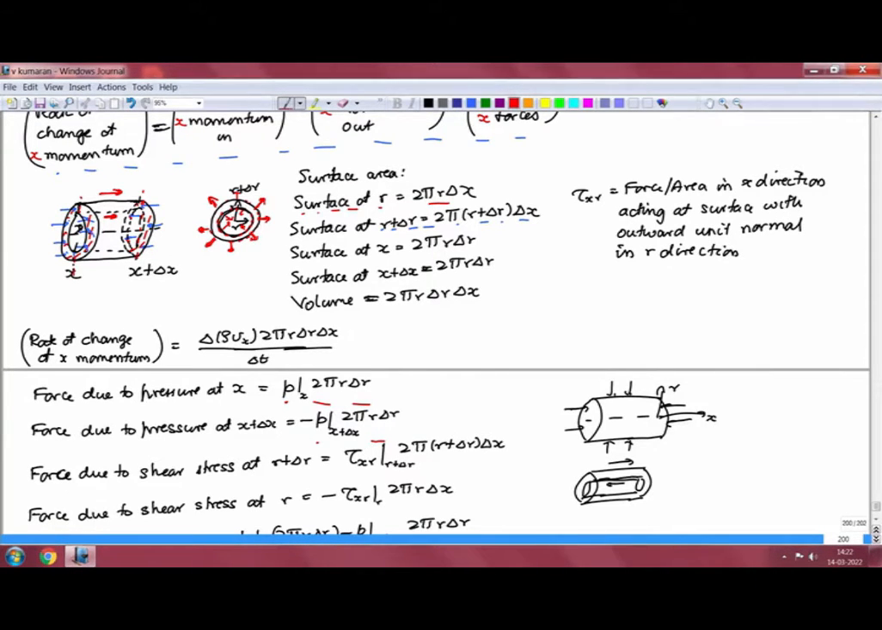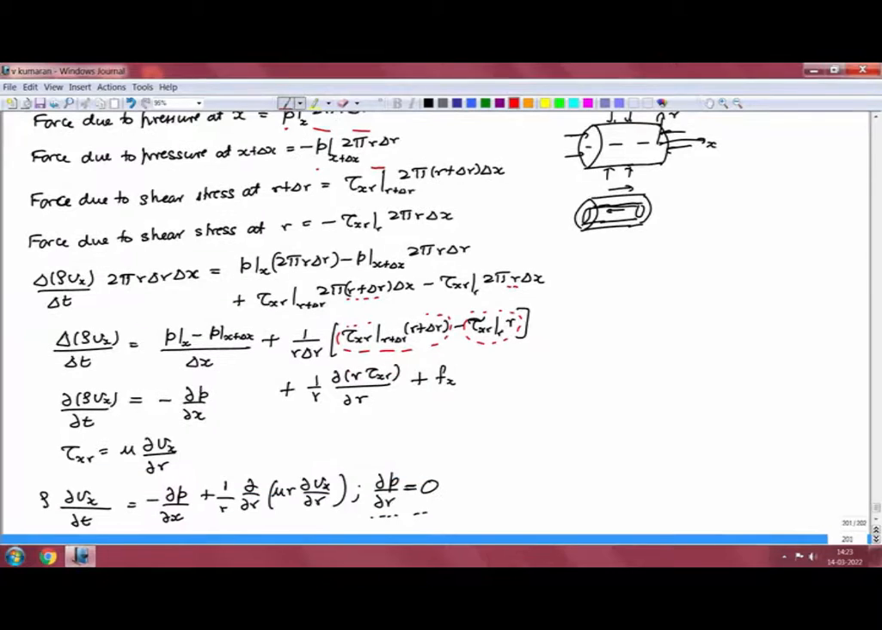The force at the surface at r plus delta r, the outward unit normal is in the r direction. Therefore, the force is tau x r. At the inner surface at r, the outward unit normal to this annular volume is in the minus r direction. Therefore, the force is minus tau x r. And we put both of these together here and got a balance equation.